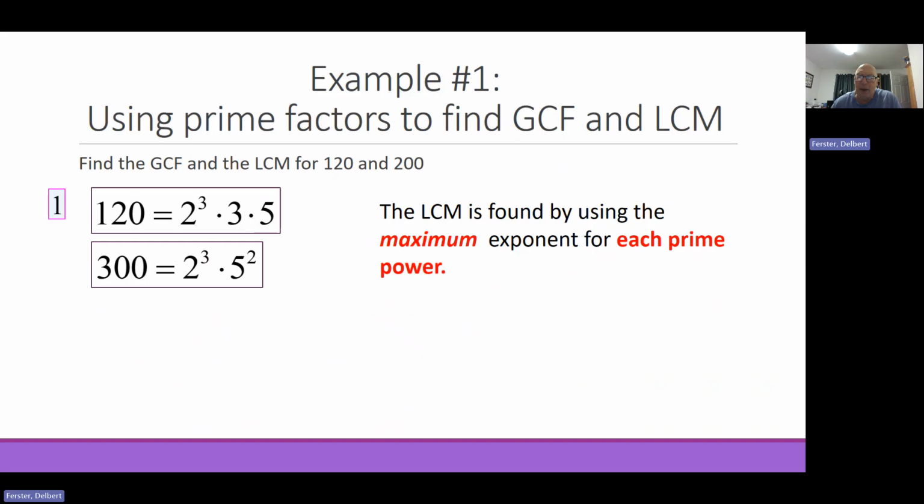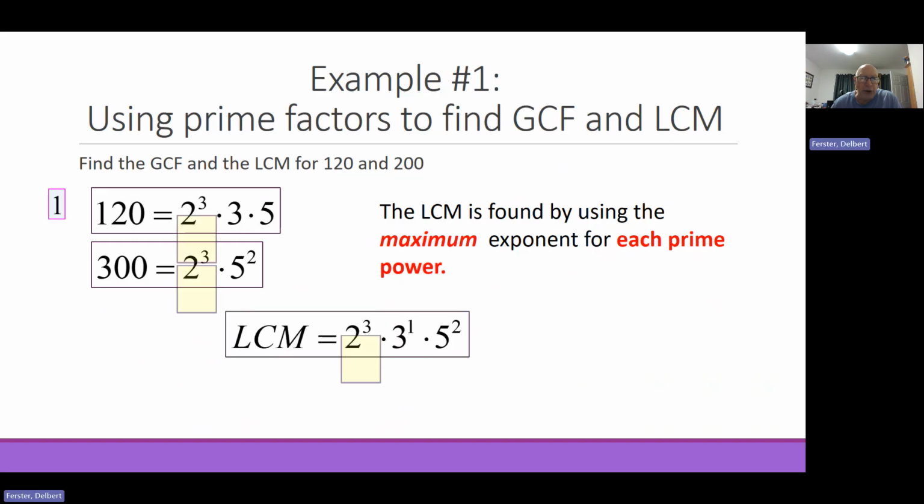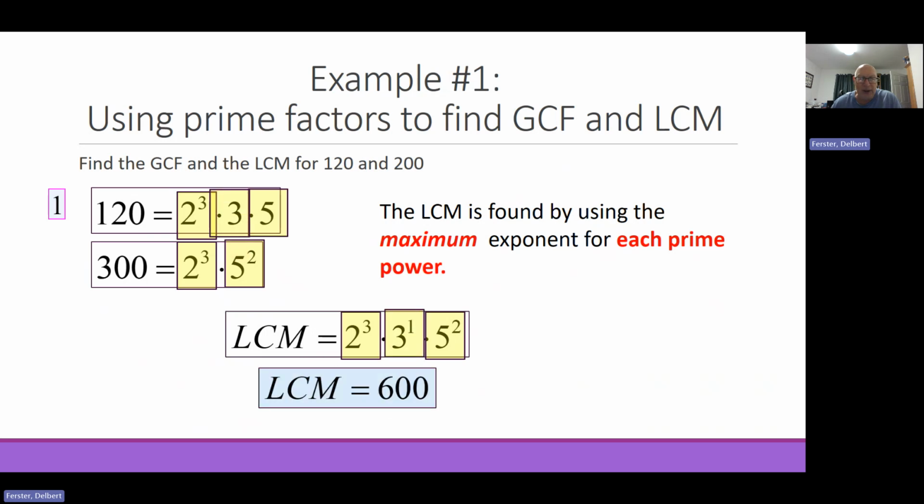The LCM is found by taking the maximum exponent on any prime. So in that case, we'll take the 2 to the third, we'll take the 5 to the second, we'll take the 3 to the first, we'll multiply all those together, and we'll find our least common multiple to be 600.